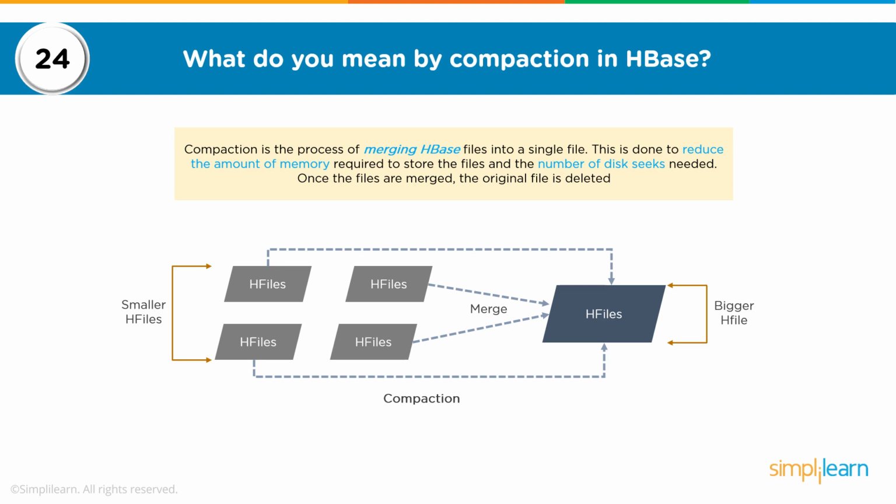So we could have a lot of HFiles which get created when the data is written to HBase, and these smaller files can then be compacted through a major or minor compaction, creating one big HFile, which internally would then be written to HDFS in HDFS block format. That is the benefit of compaction.